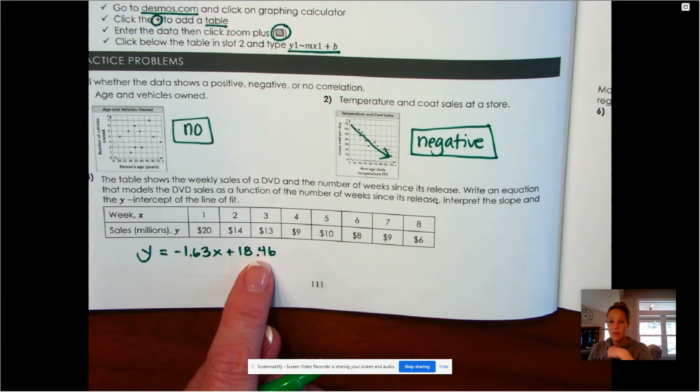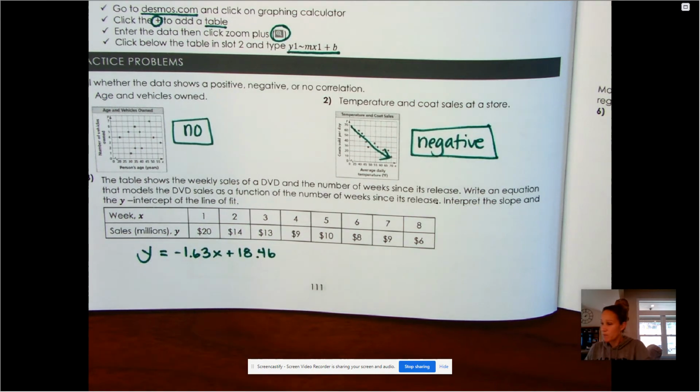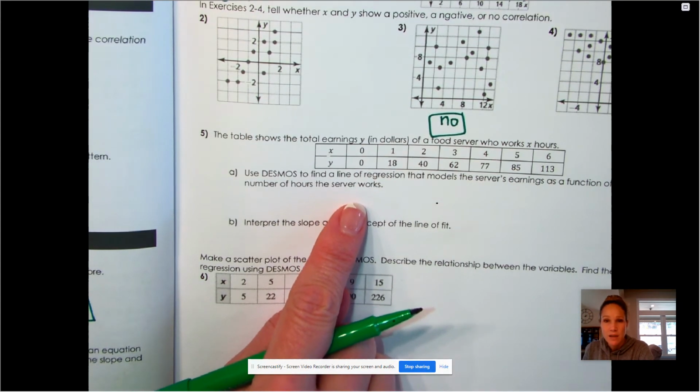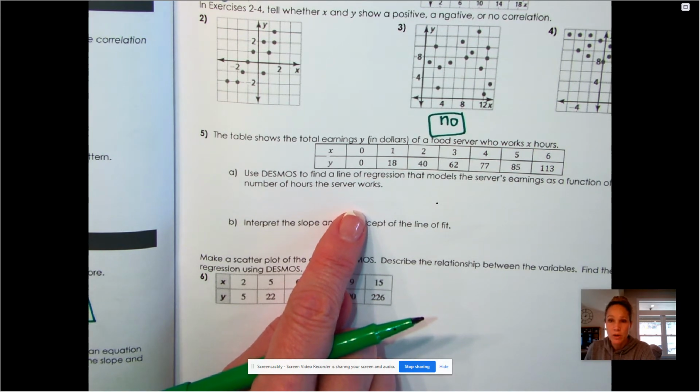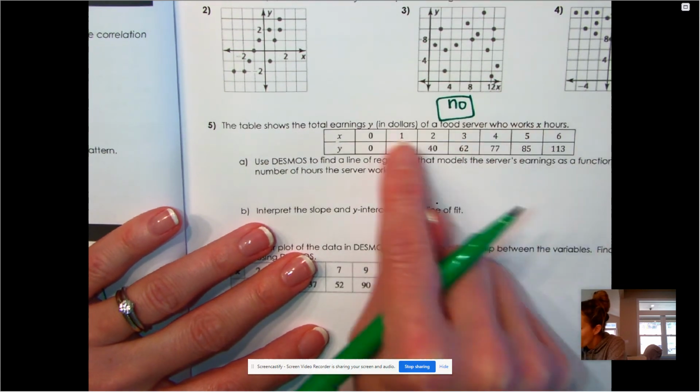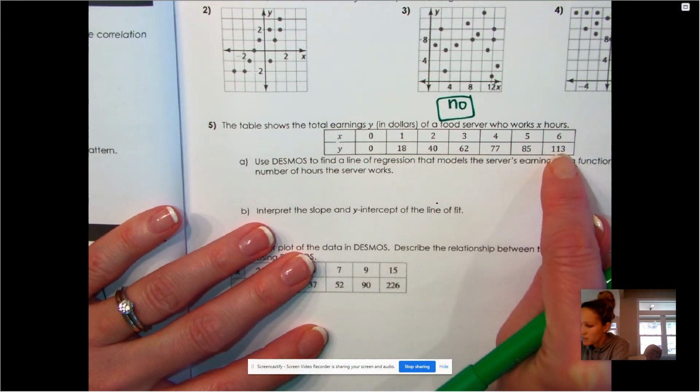This is their starting income. And then each week it goes down a little bit, a little bit, a little bit as it gets farther away. Okay, so we're going to do the same thing when we plug this in. This is the total earnings in dollars of a food server who works X hours. The more hours they work, the more money they make.